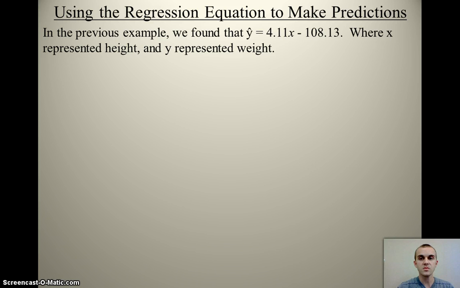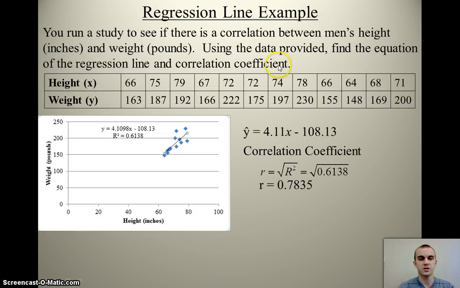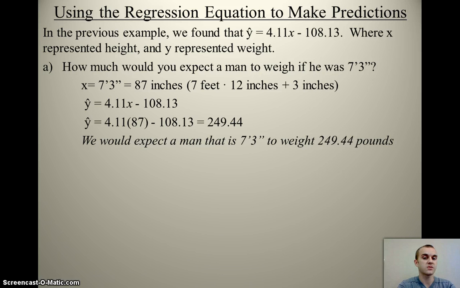Say that I want to know how much you would expect a man to weigh if he was 7 foot 3 inches tall. If I go back to my formula, the height was always in inches, so the first thing I'd want to do is put that into inches, and I'd get 87 inches, because that's 7 feet times 12 inches plus 3 inches. Now I'm going to plug it directly into my regression equation, and I simplify and I get 249.44, so that tells me that I would expect a man who's 7 foot 3 inches to weigh about 249.44 pounds.